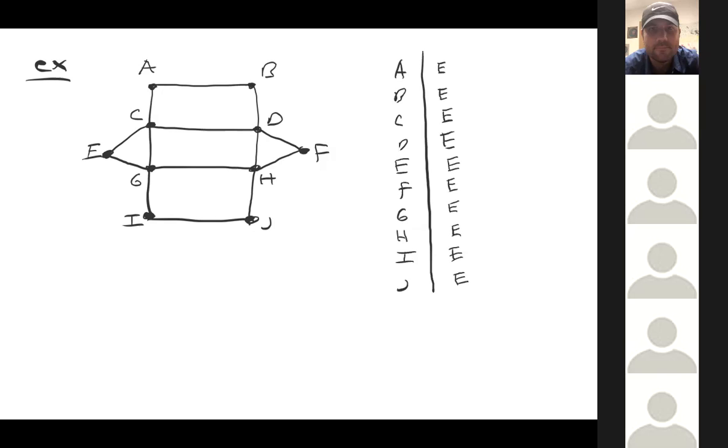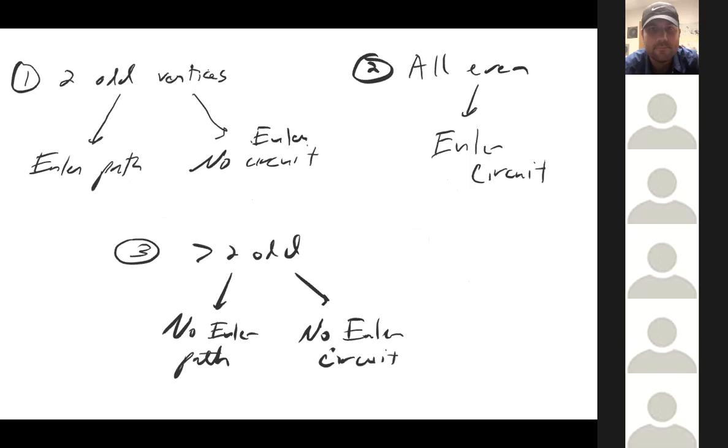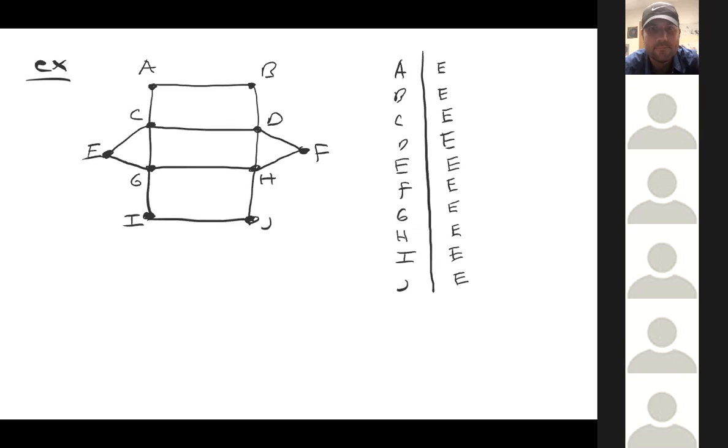Okay, so that tells me, out of the theorem that we just did, if they're all even, we have an Euler circuit. So that means we could probably find one. Let's see if we can find one. There's probably lots of different ones. Remember, it said in the theorem that I could start at any one when I have all evens. So I'm going to start at H. Why not?